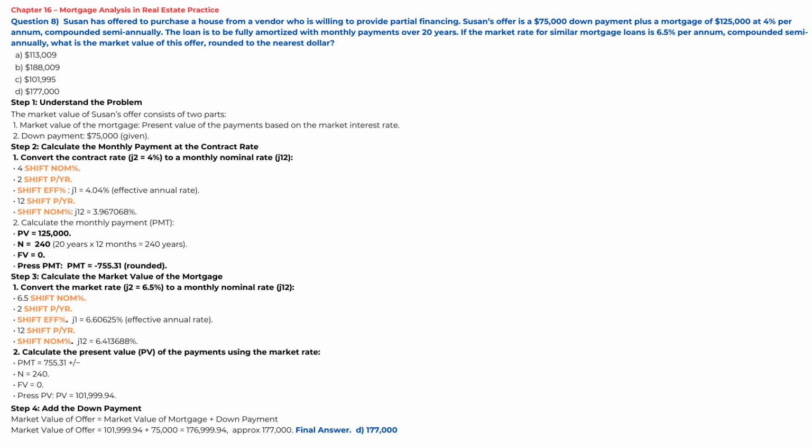Step 4, add the down payment. Market value of offer equals market value of mortgage plus down payment. Market value of offer equals 101,999.94 plus 75,000 equals 176,999.94, approximately 177,000. Final answer D, 177,000 rounded to the nearest dollar.